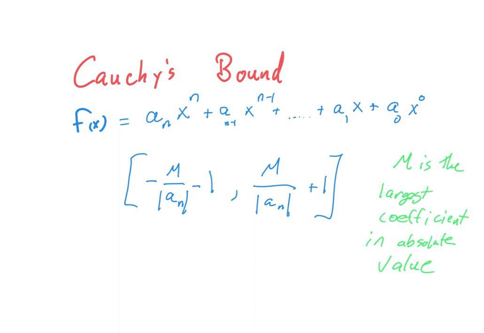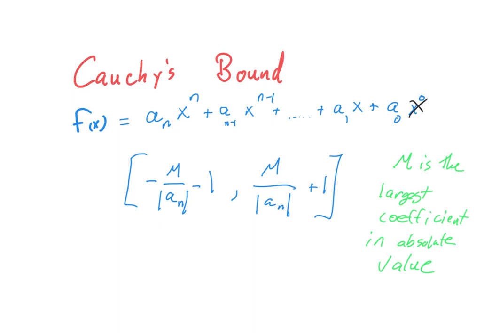Cauchy's bound. So for any function, and this is the generic form for any function, I have my first constant a sub n and my x to the n. So if I had a 6th degree polynomial, this would be a sub 6, which is my 6th coefficient, to correspond with the x to the 6th power. All the way down to my last coefficient, which is x to the 0 power. And x to the 0 power, we typically don't write at all. We just leave that off and we just say a sub 0. Sometimes you'll see x to the 0 there as well, but that's what that means. So that's my constant term.